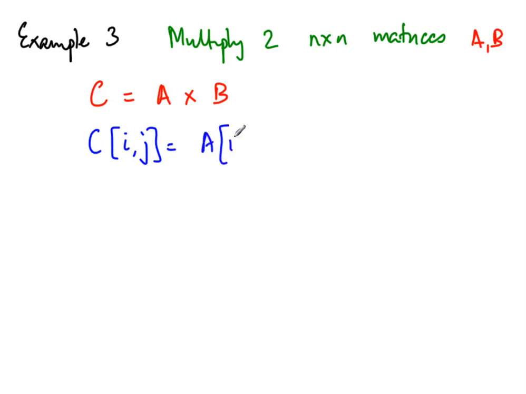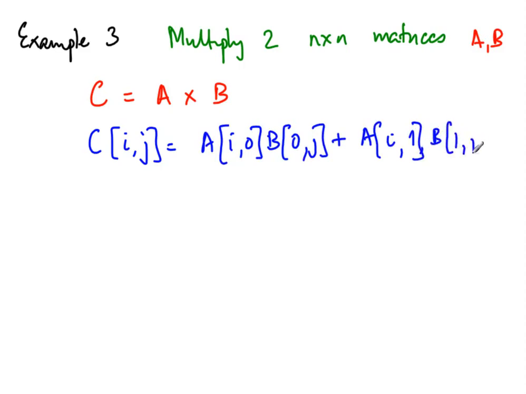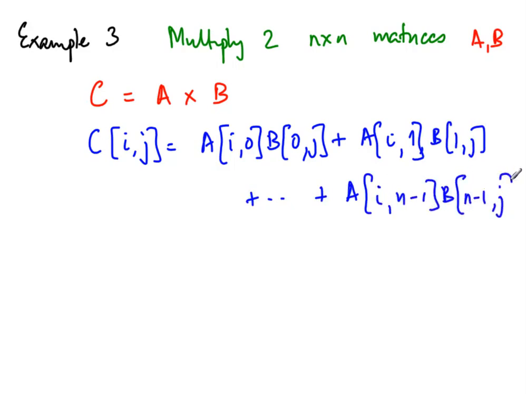You're going to have Ai0 and B0j, then you're going to have Ai1 and B1j, and so on, and finally Ai(n minus 1) and B(n minus 1)j. So this is how we compute the ijth entry, each entry in the final matrix C. Right? So this can be done using 3 nested loops.